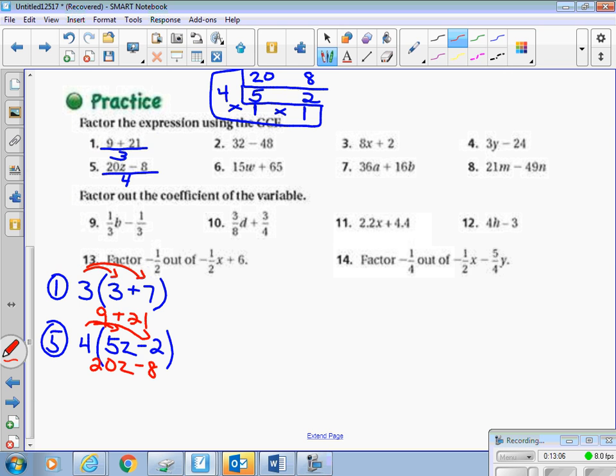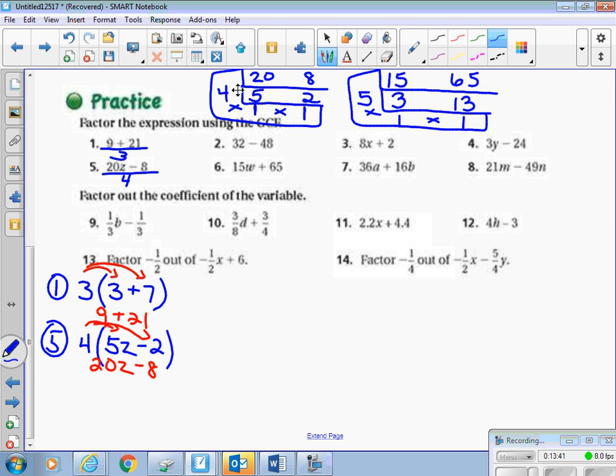I'm going to do another one with you as well. Let's do number 6. 15 and 65. I'm going to do another ladder method for you. What can go into 15 and 65 evenly? Well, they both end in a 5, therefore they have to be divisible by 5. 15 divided by 5 would be 3. 65 divided by 5 would be 13. Does anything go into 3 and 13 evenly? Nope, so we bring down 1s. Multiply everything inside your L. 1 times 1 times 5 would just be 5. So we have a GCF of 5 in number 6.